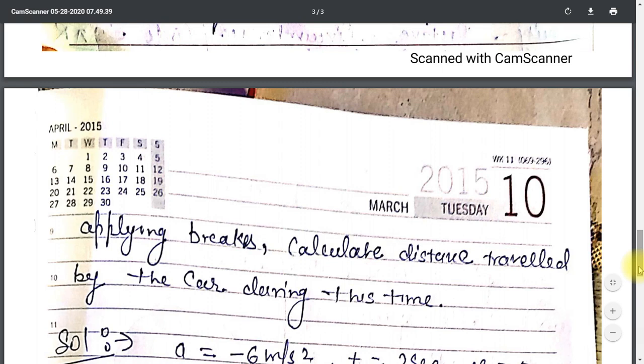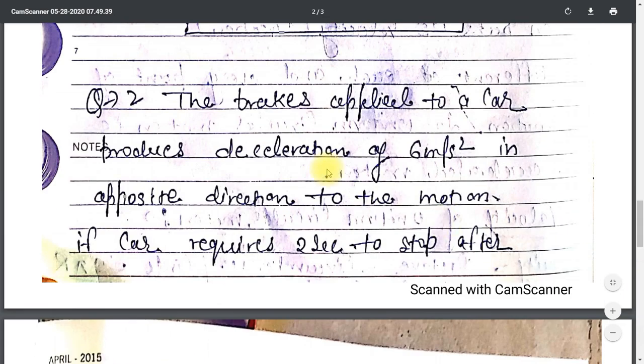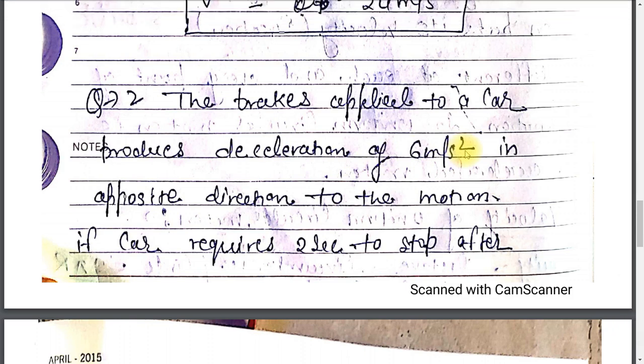Now firstly, from the question, we will write down all the given values. So firstly we will check what values are given to us. Deceleration of 6 meter per second square. Deceleration is always defined as negative acceleration. So how will we represent negative acceleration? If the value of the acceleration is in the negative form, that defines negative acceleration.